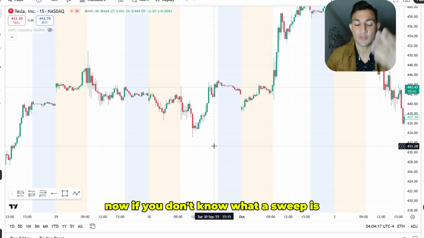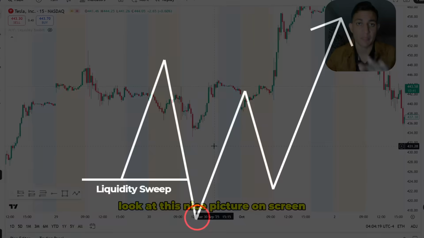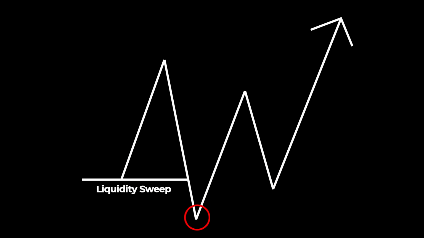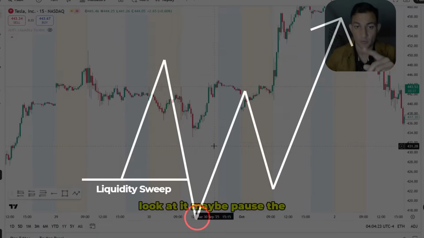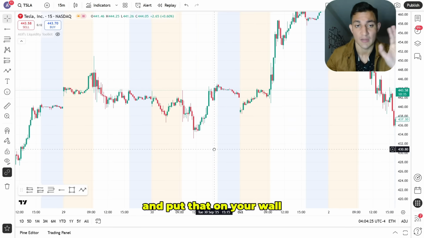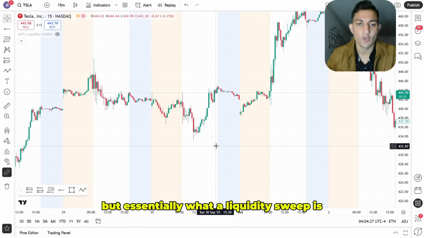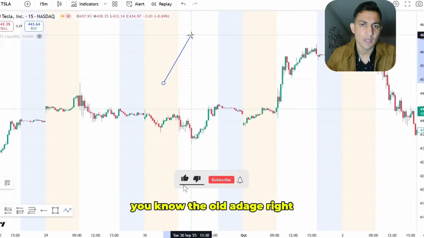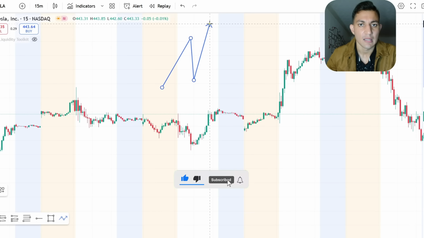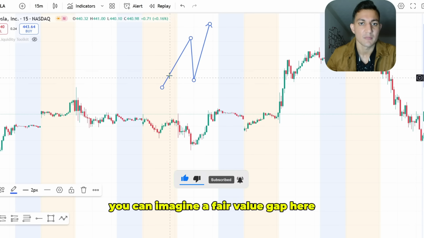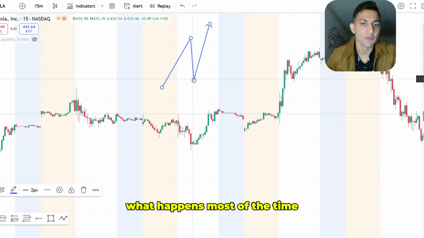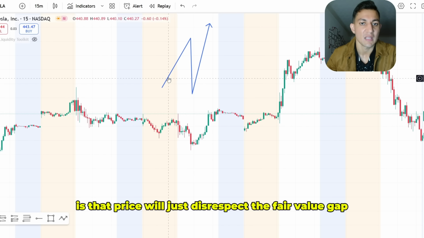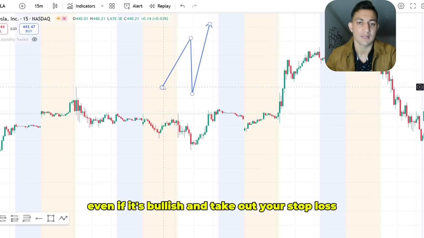Now, if you don't know what a sweep is, look at this nice picture on screen now when we're bullish, right? Look at it, maybe pause it. You probably want to take a screenshot actually and put that on your wall. But essentially what a liquidity sweep is, when a market's bullish, you know the old adage, right? You can't just buy the dip and hope and pray that price comes up, right? You can imagine a fair value gap here. What happens most of the time is that price will just disrespect the fair value gap, even if it's bullish, and take out your stop loss.